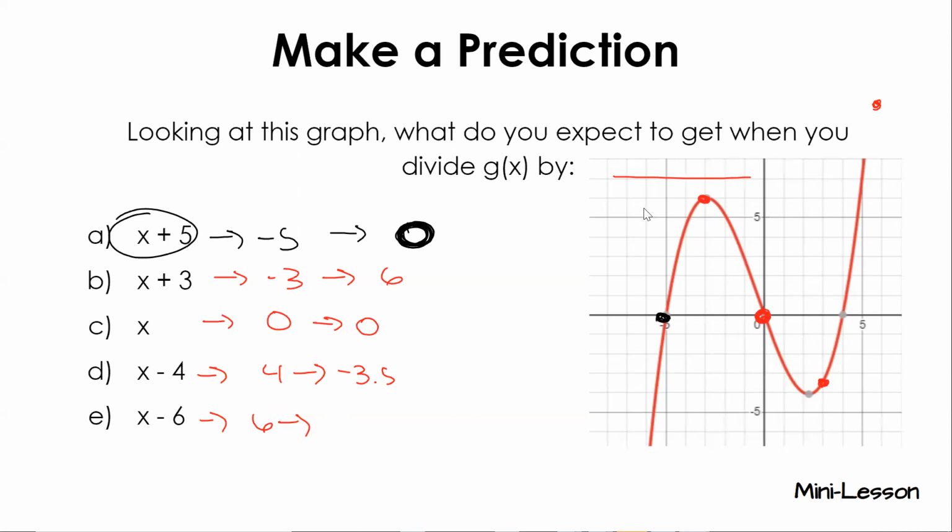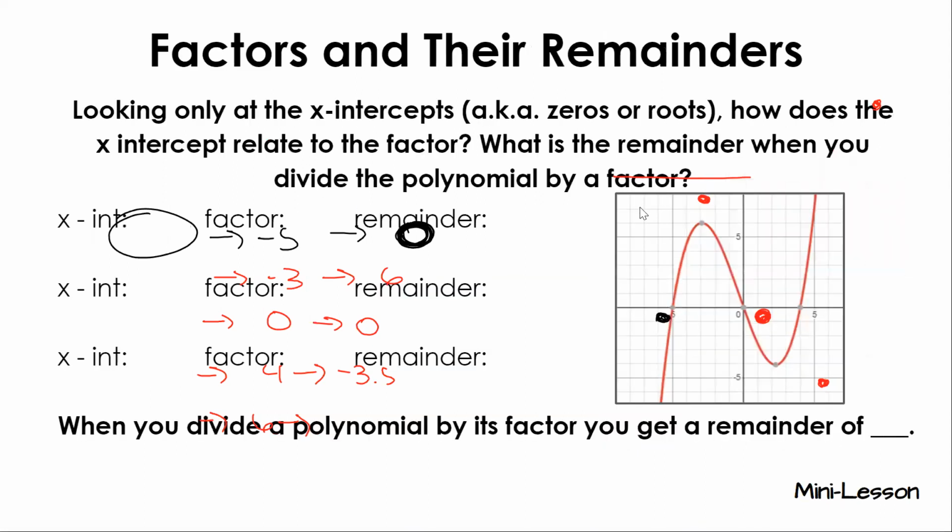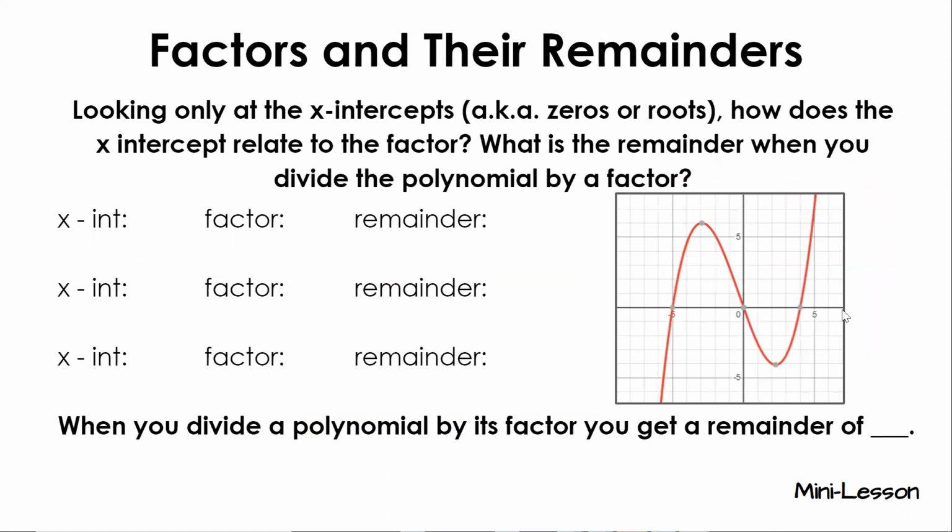All right. So now, looking at only the x-intercepts, that's where it's crossing the x-axis. Look at it. What x-intercepts do we have?